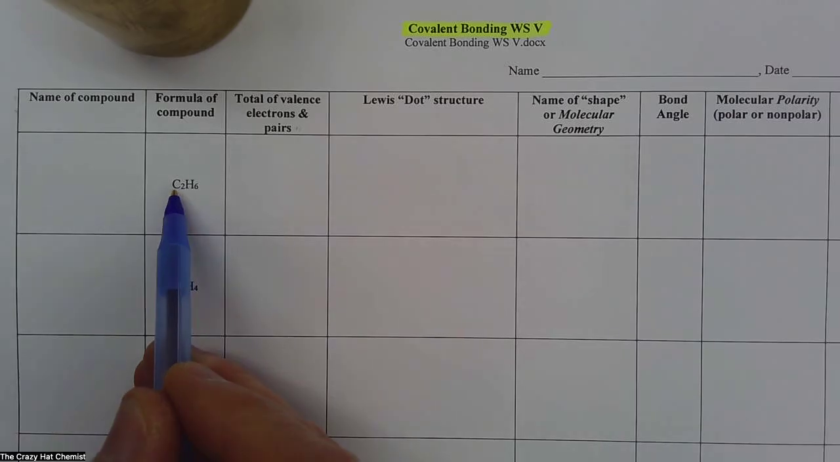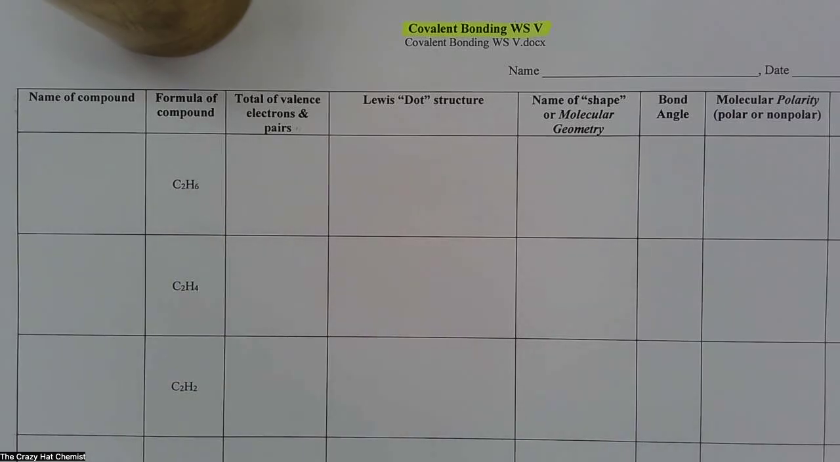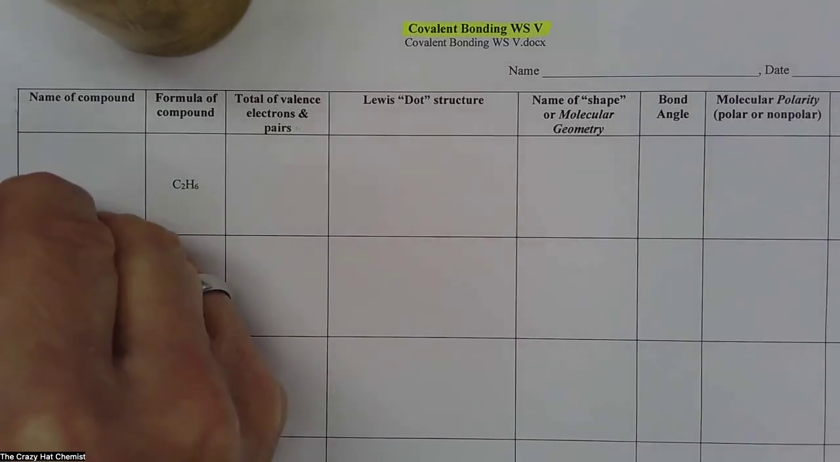Our formula for our first compound is C2H6. You can look this up online if you want to, but this is the second simplest hydrocarbon. And this is ethane.